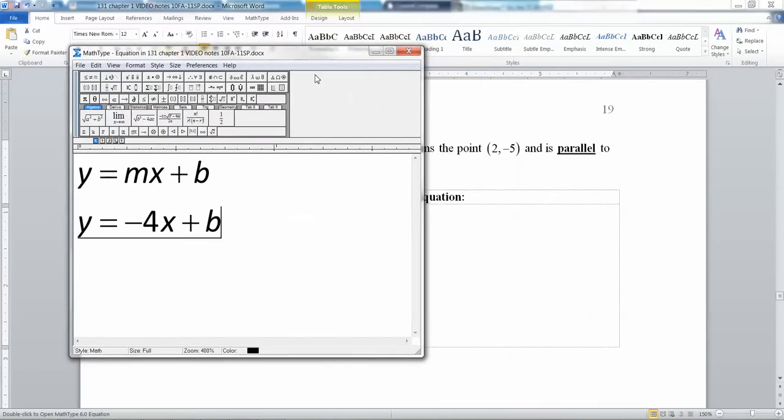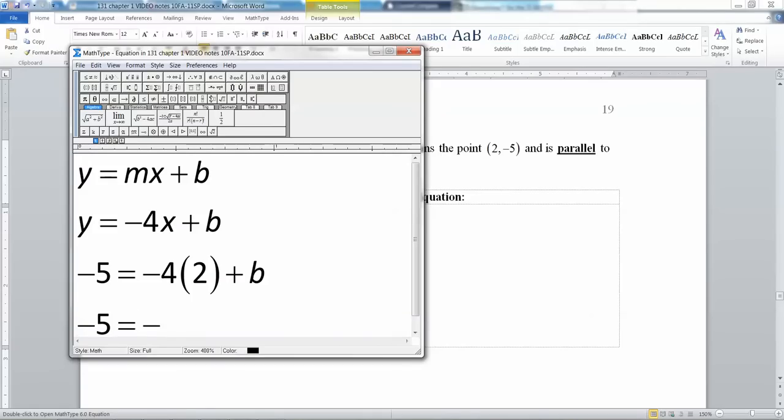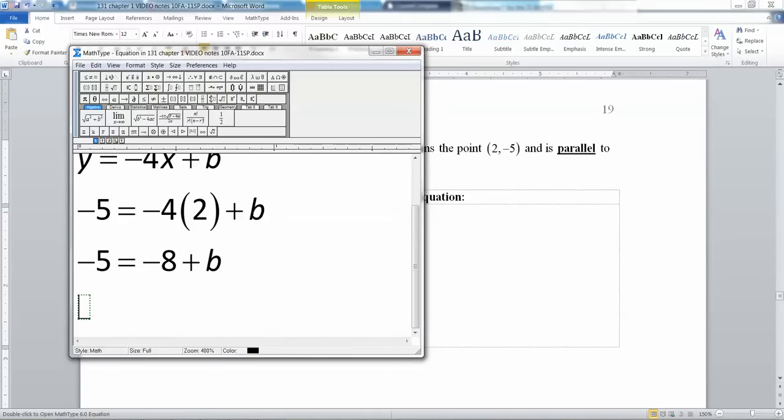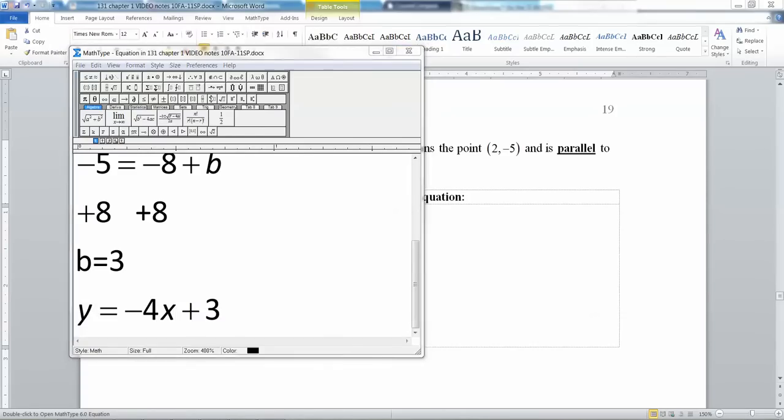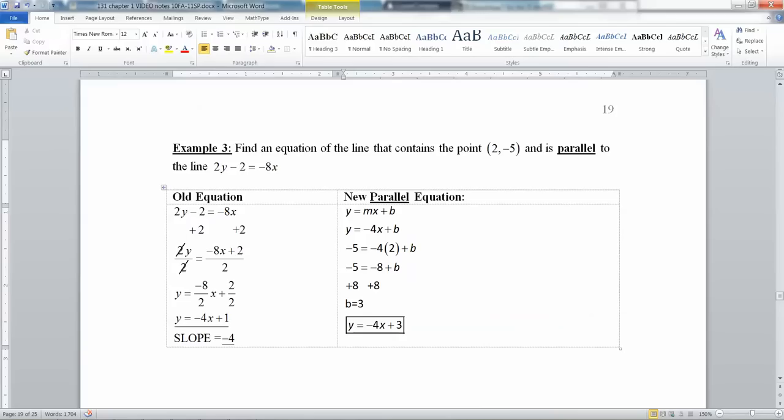Now all I got to do is substitute in, okay, put negative 5 in for y equals negative 4 times 2 plus b, which is negative 5 equals negative 8 plus b, which means when you add 8 to both sides, you're going to get 3. So b equals 3. So that means that it's y equals negative 4x plus 3. And you're all done. Negative 4x plus 3. That's a new line parallel to the old line. They both have the same slope of negative 4.